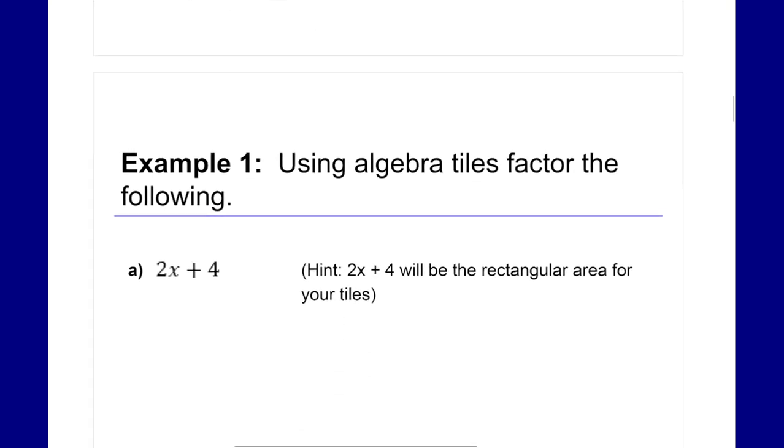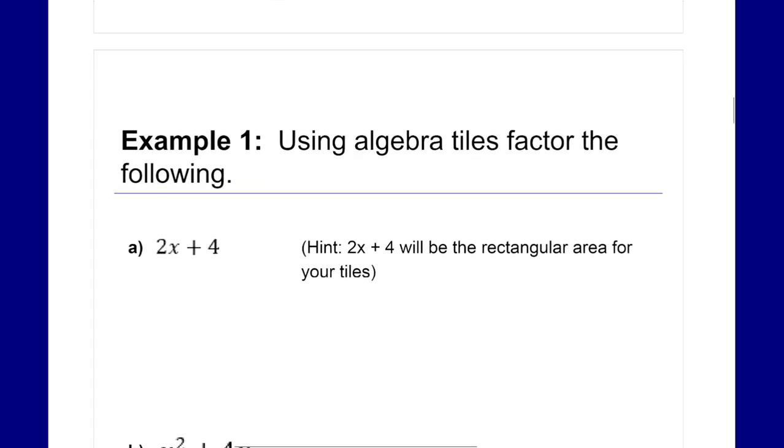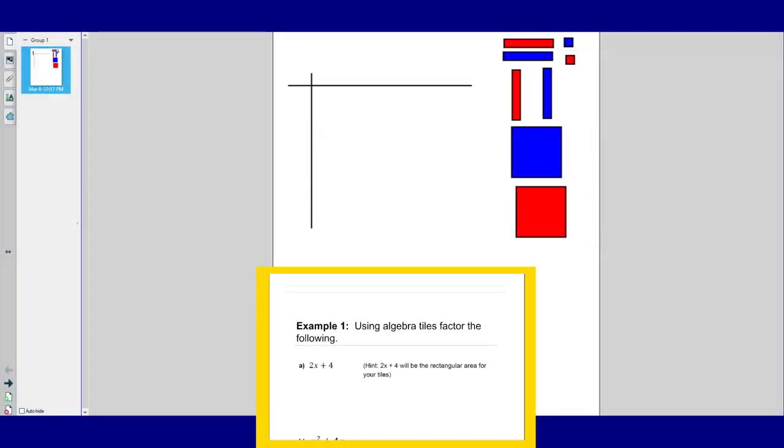So we can use algebra tiles to help factor. If we have our answer now of 2x plus 4, that is now going to be the rectangular area on the inside, and we have to figure out what dimensions make up the length and width of this. So if we bring up our tiles here, I'm going to have 2x, so x and 2x.